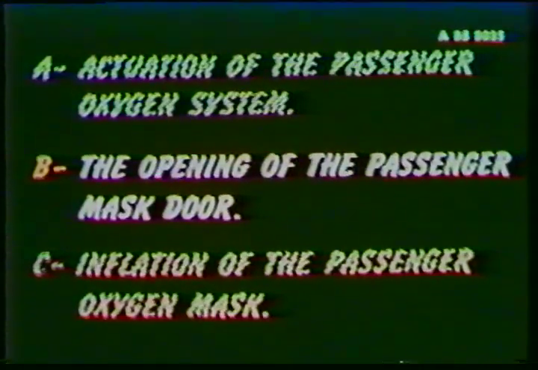Now, for the last 2 questions. What does the illumination of the green system-actuated lights mean? B is correct. The passenger mask doors have opened. What is the electrical power source of the low-pressure valves? B is the correct answer.